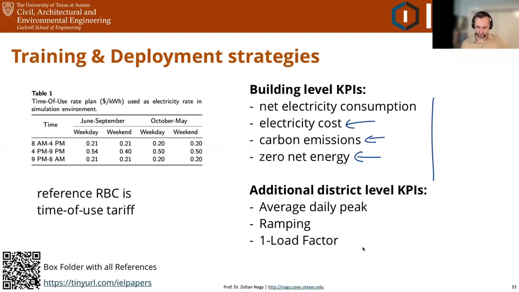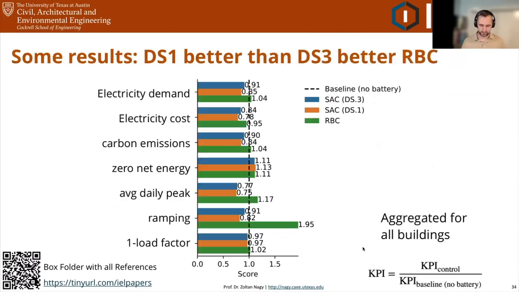And then additionally, on a neighborhood or district level, the aggregated daily peak, the aggregated load factor, so the average to peak, a peak to average ratio, and then ramping, which is the difference between two consecutive time steps, so that we have a more constant load profile, or we would see which of these performs more constantly. So that's kind of like our setup. And we did some more stuff, but this is what I'm showing you today.